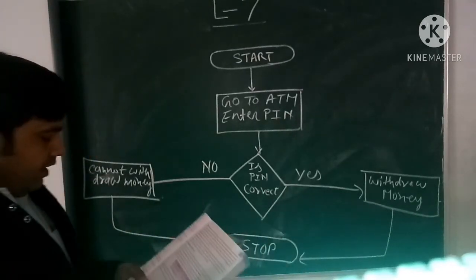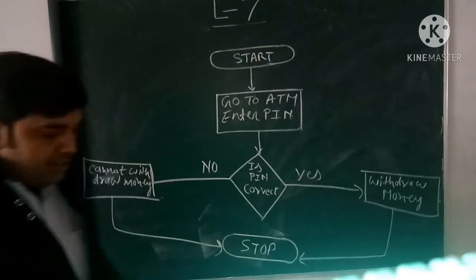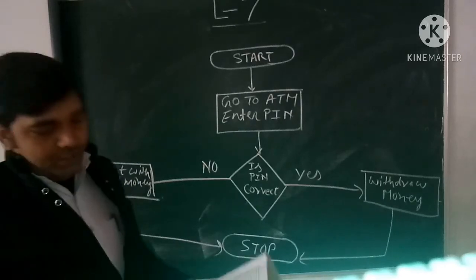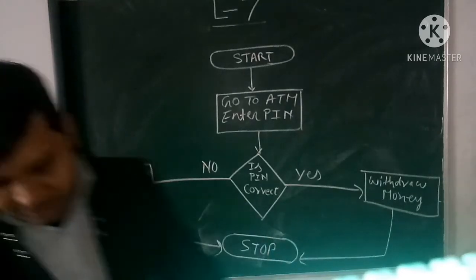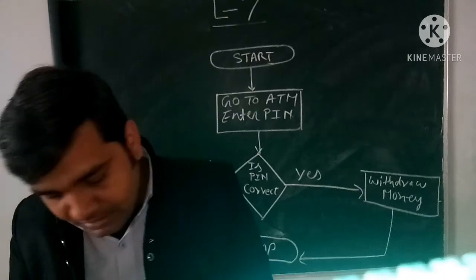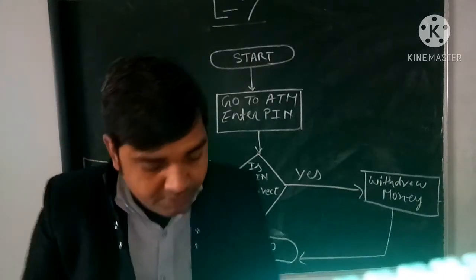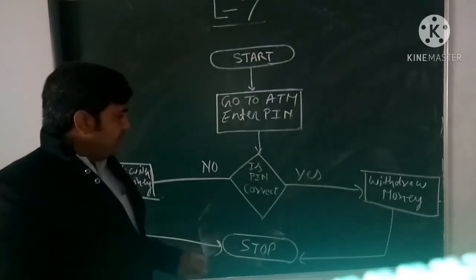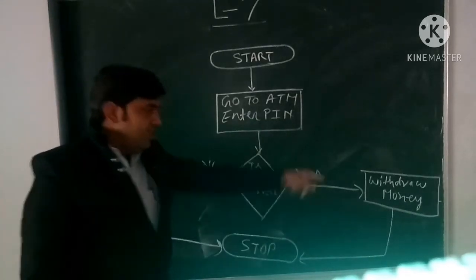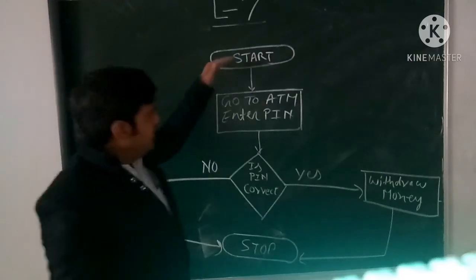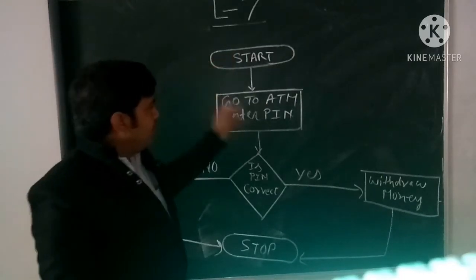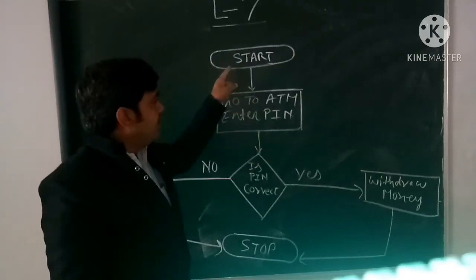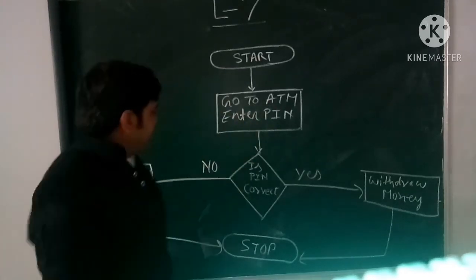So this is called the flow chart. So flow chart is the representation of the flow of steps or procedure to solve a problem. So a problem is given: whether you can withdraw the money from the ATM or not. You can withdraw the money if your pin is correct. So first you start. Go to ATM, enter pin. Now you are starting the program. Go to ATM, enter pin.